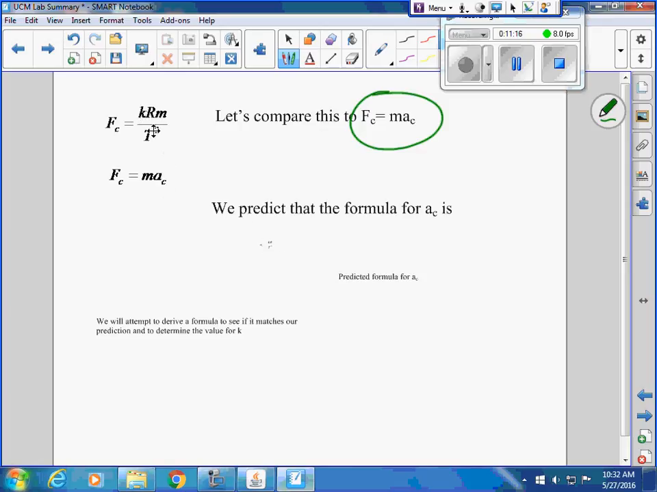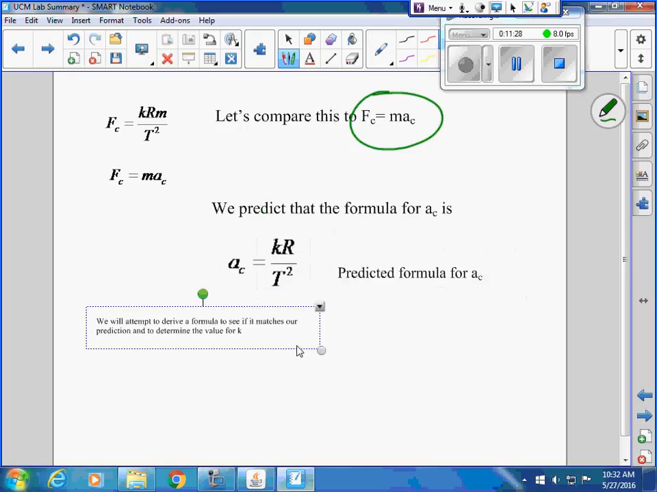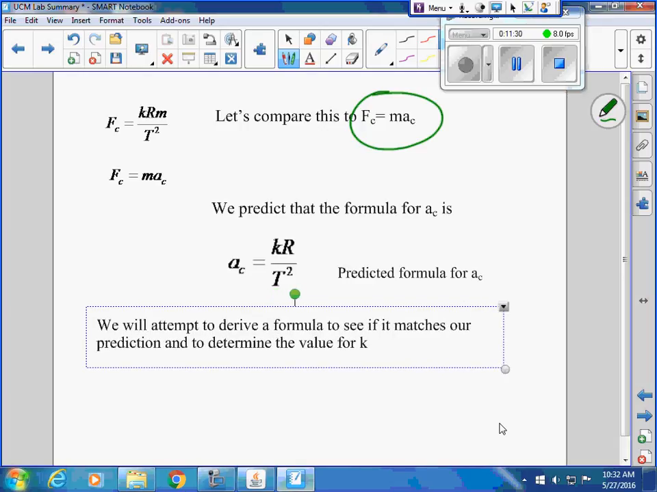kR over T squared, exactly. a_C is equal to kR over T squared. This is our predicted formula for centripetal acceleration. So we're going to attempt to derive a formula to see if it matches our prediction and to determine the value for k. So mathematically, we're going to come up with a value for k. It's going to deal with circles and geometry and all that really exciting good stuff.